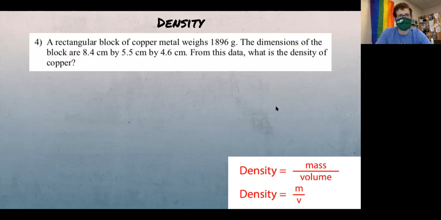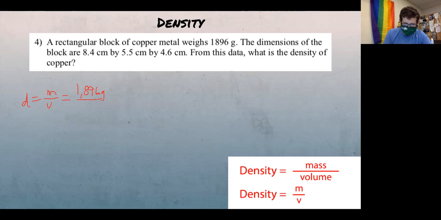So we're going to go through a problem like this. If you have a rectangular block of copper metal and it weighs 1,896 grams, and you have the dimensions of that block, what is the density of copper? Because density is determined by mass per unit volume, if I can figure out the mass and the volume, then I will be able to figure out the density. The mass is already given, so I'm going to substitute that in. That's 1,896 grams. The volume is what we need to solve for now.